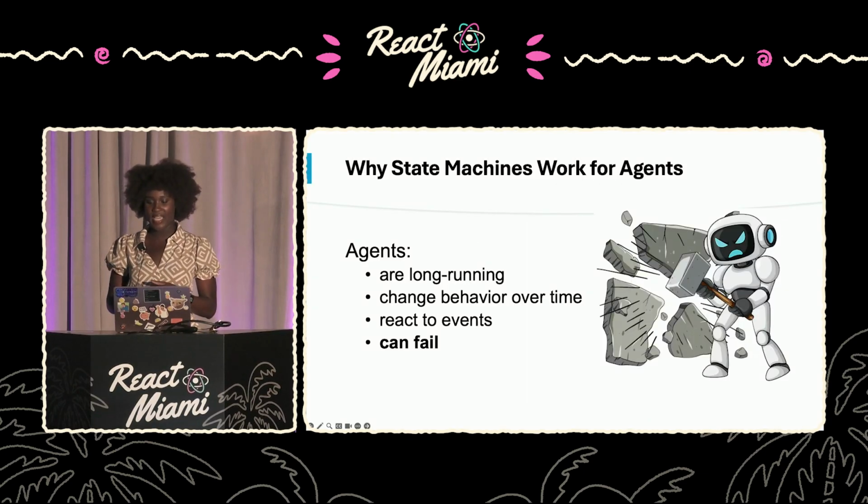Think about what an agent actually is. It runs for a while, its behavior changes over time, it reacts to events, such as user input, responses, timeouts, and it can fail. This is exactly the shape of problem state machines were designed for.